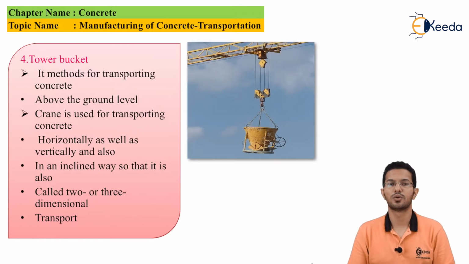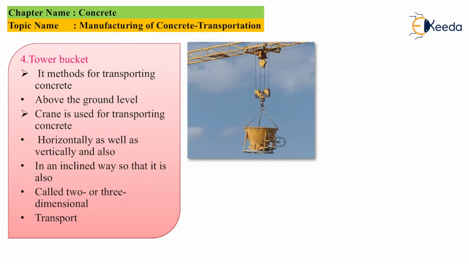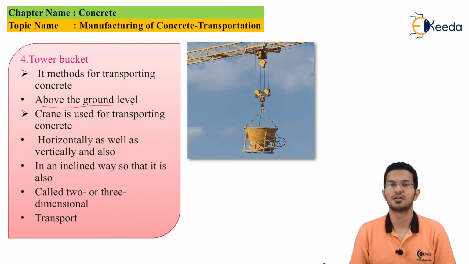Now, we look into tower bucket. This method is used for transporting concrete above ground level. The crane is used for transporting concrete horizontally as well as vertically, and also in an inclined way, so that it can be called two or three-dimensional transport.